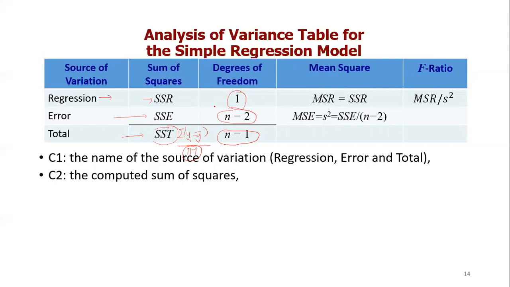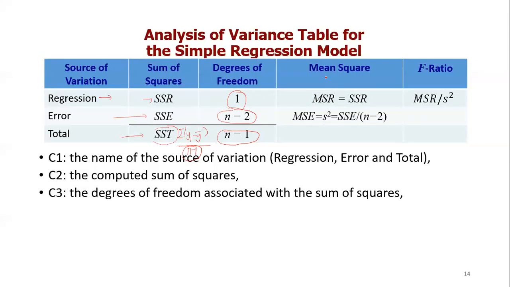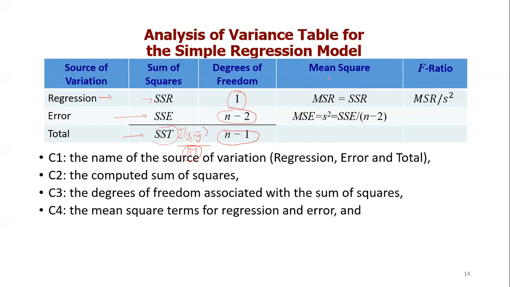And in the fourth column, you have the mean squares. By mean square, we mean the average squares per degrees of freedom. How do we find them? We just divide SSR by 1. This is what we call MSR, the mean square regression. And we divide SSE by n minus 2. This is what we call the mean square error.